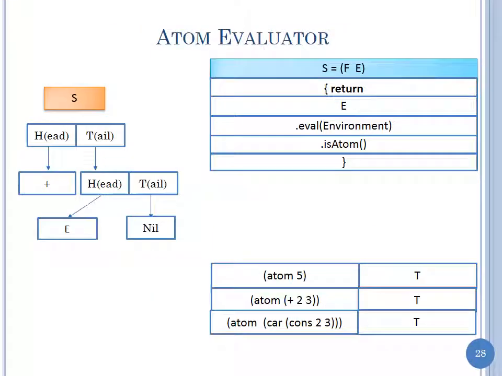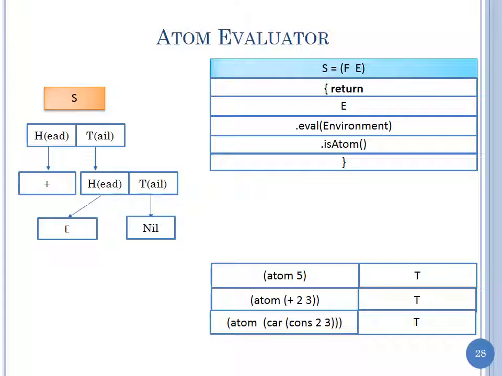Okay, and we looked at atom then, and atom caused some confusion because of semantics. So we agree that atom of 5 should be true. There was some confusion about atom of plus 2, 3 being true or not, because the immediate argument of atom is not an atom, it is really an expression. So then I showed you atom of car const 2, 3, which is that you've got an S expression with 2 and 3, and you're taking a car of that, and should that be atom or not?